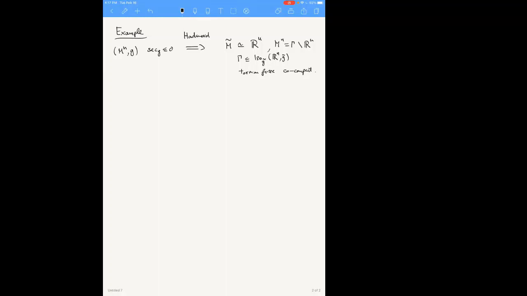There are more examples which do not come from non-positive sectional curvature. Other examples: if I have an object such that the universal cover is R^n, again, this is contractible. Examples are, for instance, infranil manifolds or infra-solv manifolds.